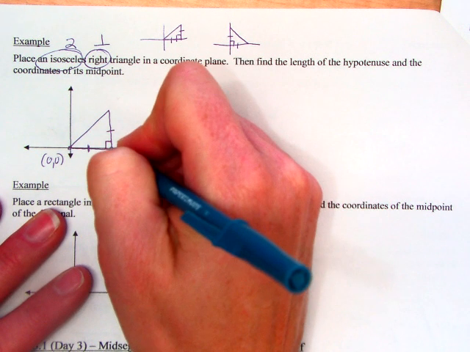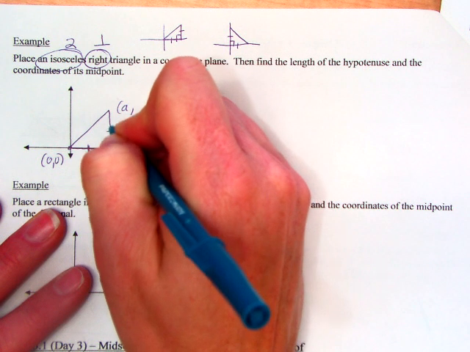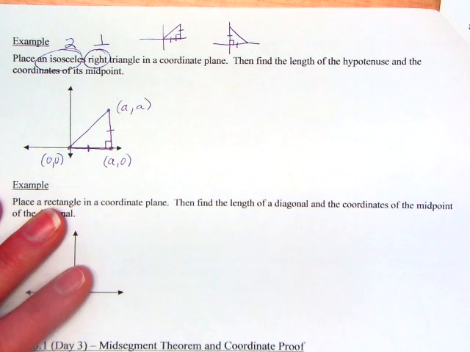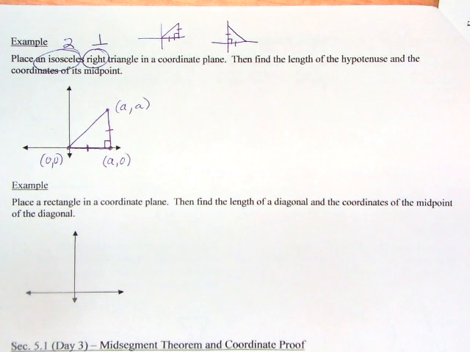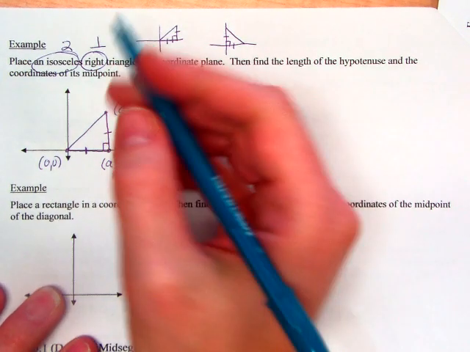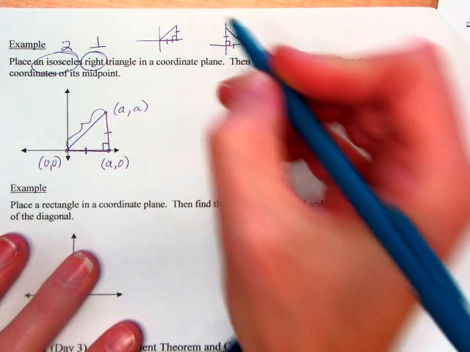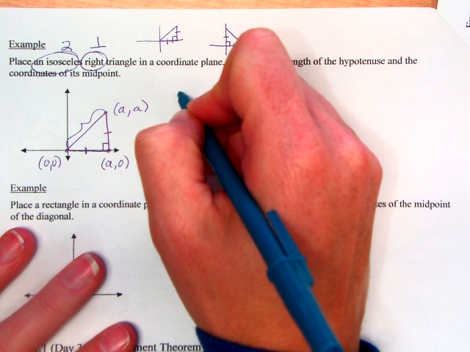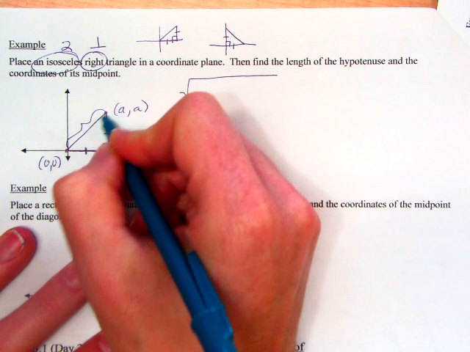And then this guy comes over A, and it has to also go up A. Since it's an isosceles triangle, they have to be equal. Then find the length of the hypotenuse and the coordinates of its midpoint. So I first want to find length, and we do that by doing the distance formula. So I'm going to do the distance formula from that point down to there.